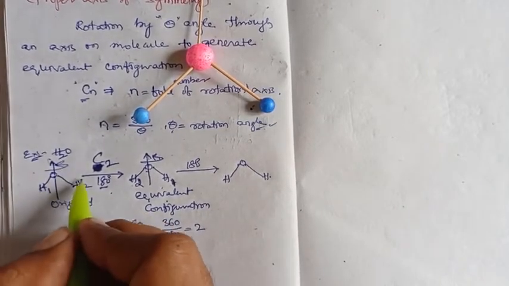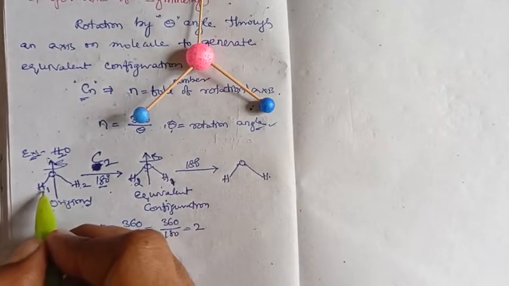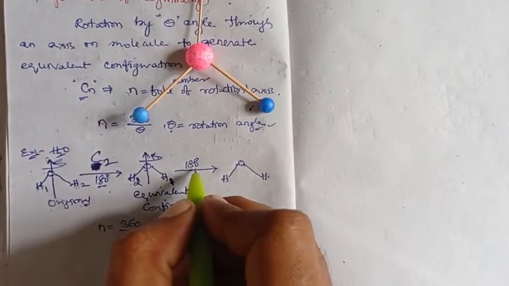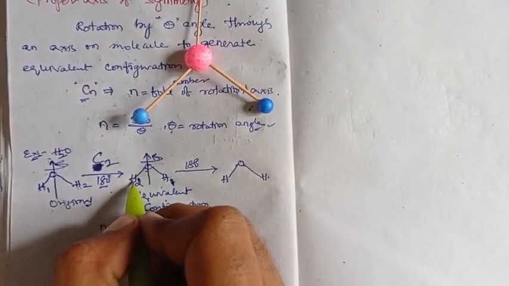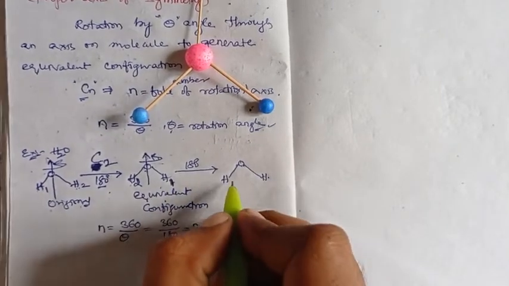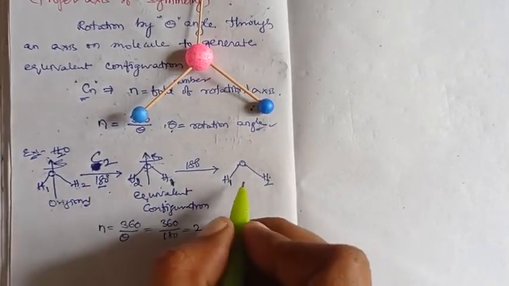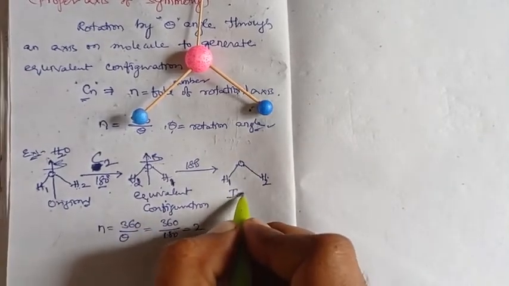From the back side, H2 reaches the H1 position. From the front side, H1 gets the H2 position. Again, when we do 180 degrees of rotation, H1 from the back side reaches the H2 position, and H2 from the front side gets the H1 position. So here will be H1 and here will be H2. Comparing this generated configuration with the original, it is an identical configuration.